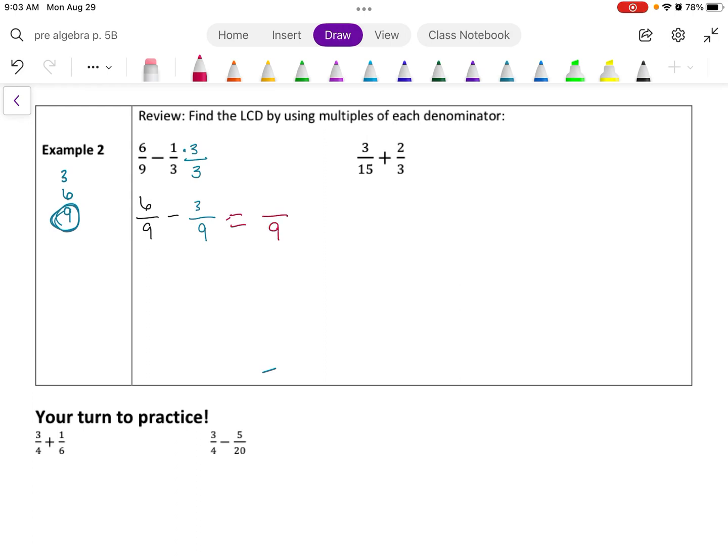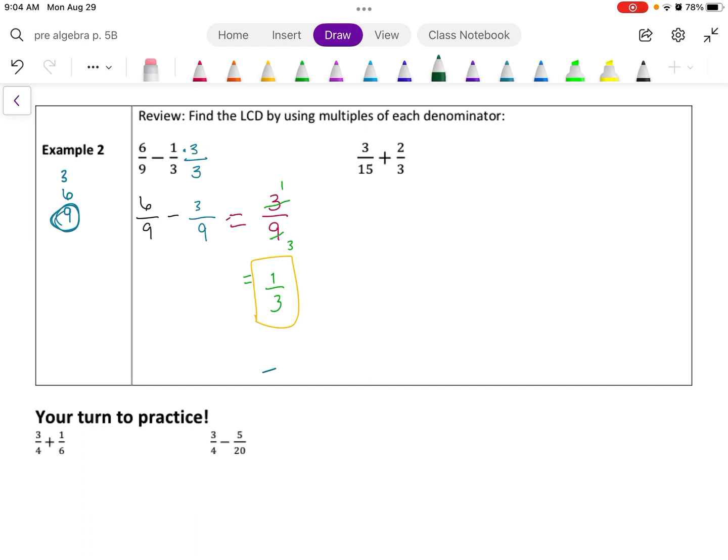Okay, so now that they have a common denominator, 6 minus 3 is 3. And that's our answer. We can actually simplify this because 3 goes into 9. 3 goes into 3 once. 3 goes into 9 3 times. So 1/3 would be our final answer.